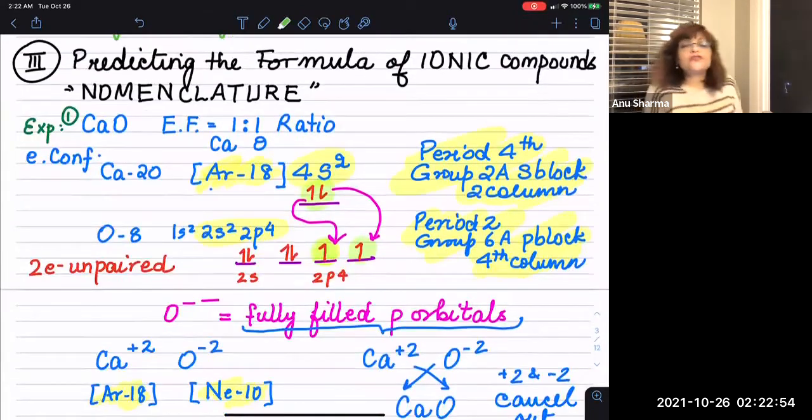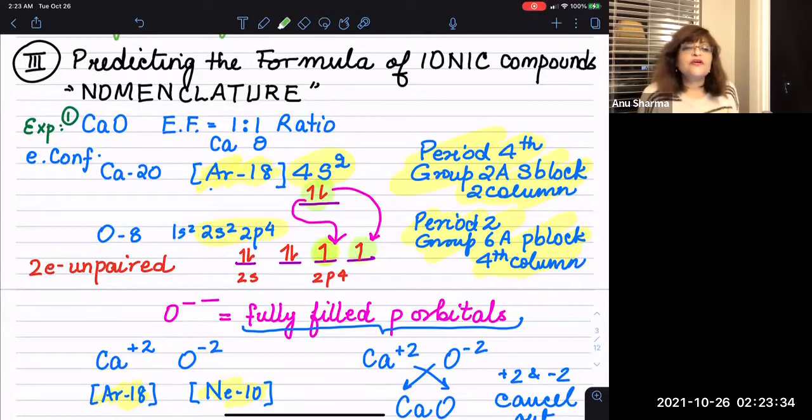Okay, now we also talked about predicting the formula of the ionic compounds. So yes, when calcium and oxygen combine, the empirical formula is the simplest whole number ratio. So it's 1 to 1, 1 atom of calcium and 1 atom of oxygen. But how do they combine? So look at that. Calcium is 20, the inner core is argon, the outer is 4s2. Now how do I know it's 4s2? Because it is in period 4, group 2A, in the s block, in the second column. Next is oxygen, same way, oxygen is 8, 1s2 2s2 2p4.